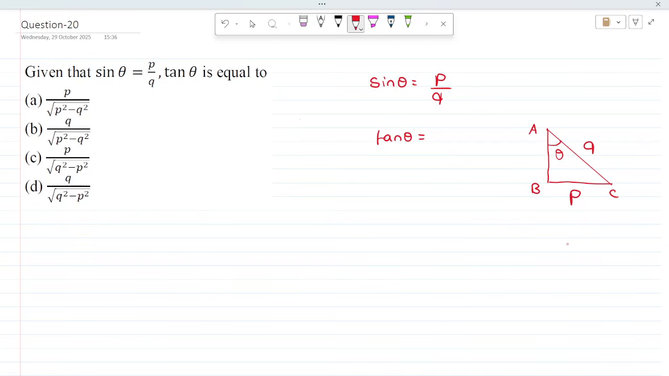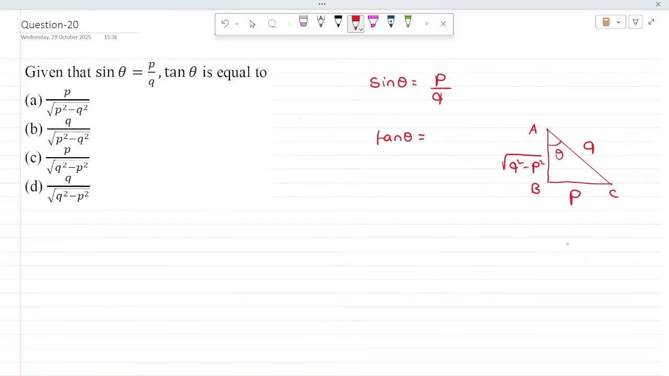Correct? What about this AB then? Root of, by Pythagoras theorem, Q square minus P square. See, I am writing directly. Those who are not able to apply the Pythagoras theorem quickly will waste your time in your exam. So, you should be very thorough with that. Practicing means doing things faster, that is called practicing.